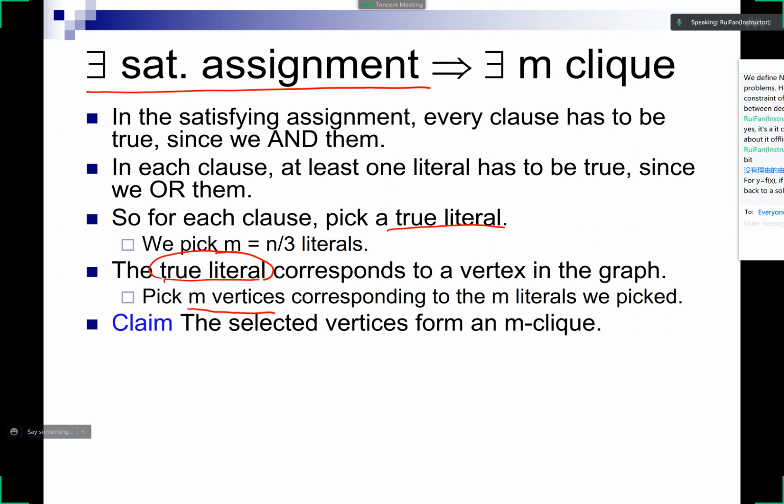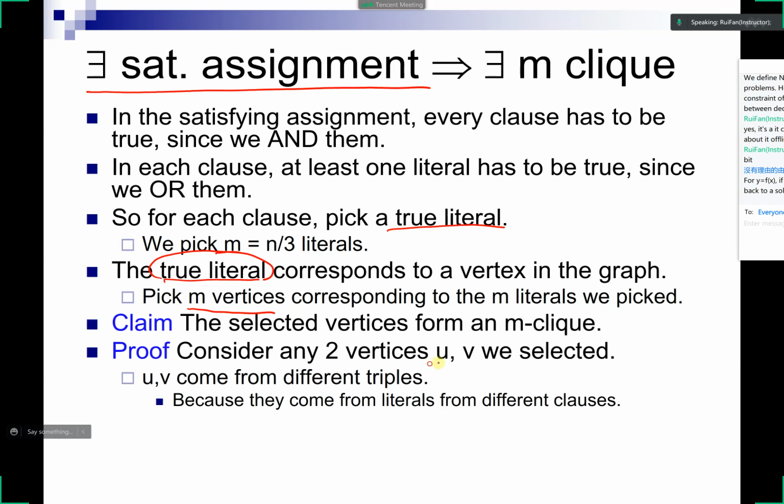That's the claim. So why is this true? Suppose you take any two vertices that you selected, U and V. First of all, they come from different triples of vertices. Remember that you have these triples of vertices. U and V have to come from different triples because each literal comes from a different clause, and the vertex that you select corresponds to one of these literals. So U and V are going to come from different triples of vertices.